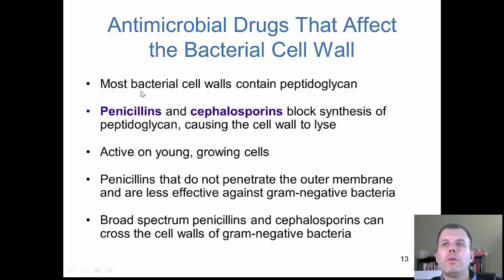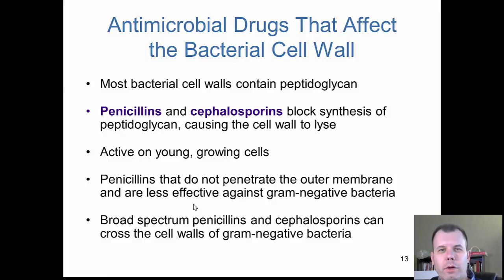All right, so the first group we're going to look at is drugs that affect the cell wall, okay? And again, most bacteria cells have peptidoglycan, so penicillins and cephalosporins are going to go and block peptidoglycan. Makes sense. If that's the most important component in the cell wall, we're going to have drugs that block that component. It works on active and young growing cells. And again, the problem with a lot of these drugs is that penicillins don't penetrate the outer membrane and are less effective in gram negative. So penicillins are going to be more for the gram positive bacteria rather than gram negative.